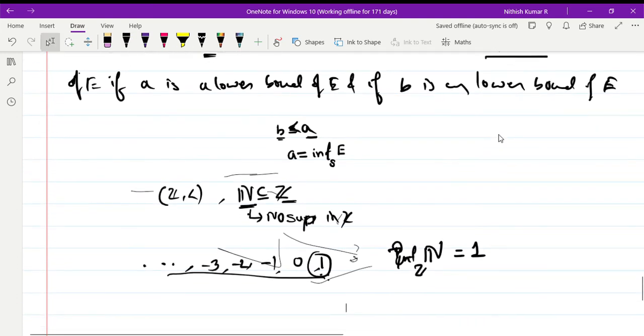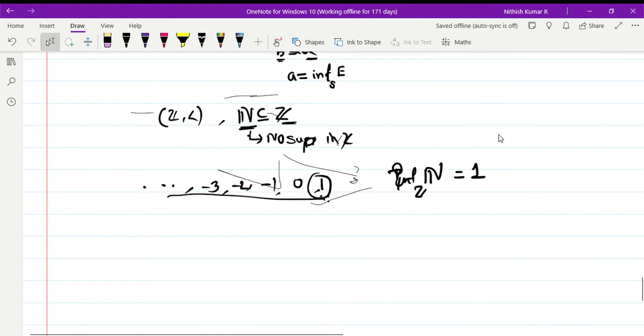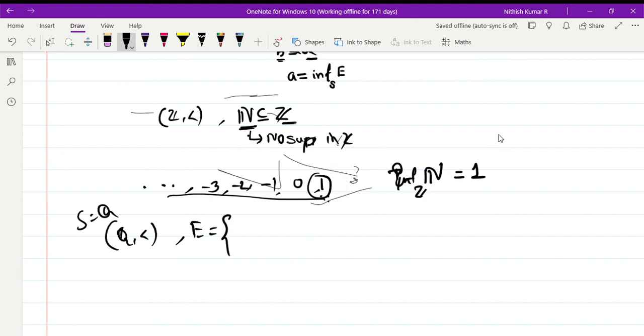Now we shall take an example. Take the ordered field Q, that is, S is equal to Q here, and take E equal to the set of all r belonging to Q such that r is greater than 0 and less than or equal to 1. Now clearly this E is a subset of S.